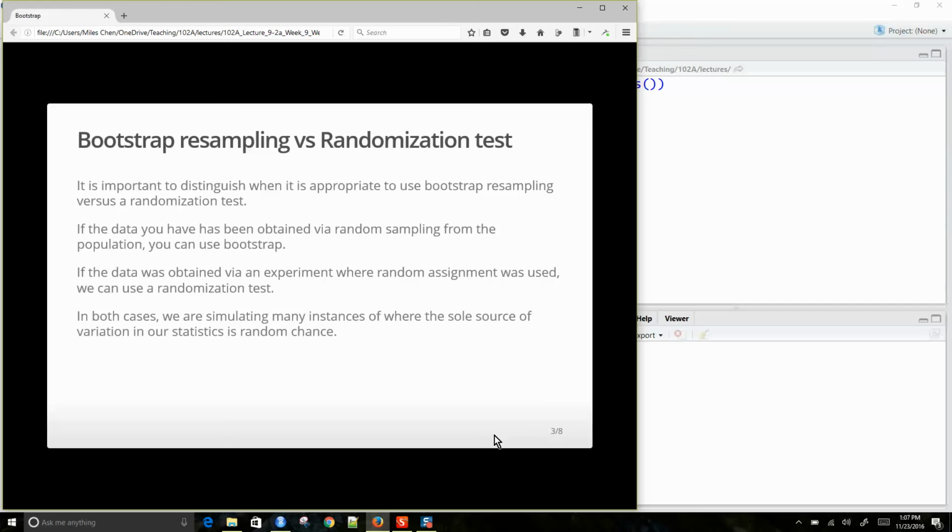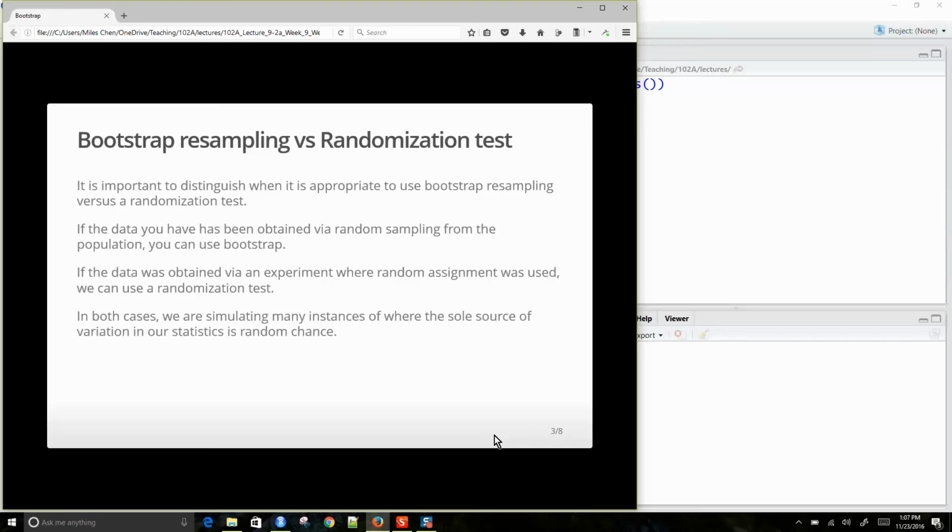On Monday, we talked about randomization tests, and we said that you can use randomization tests if the data is coming from an experiment where random assignment was used, okay? So if random assignment was used, you can do randomization tests. In today's case, when we're talking about bootstrapping, this applies when random sampling was used, okay? So there's a key distinction there, random sampling versus random assignment. If you've used random assignment for your data, you can do a randomization test. If you use random sampling to obtain your data, you can do bootstrap, okay?